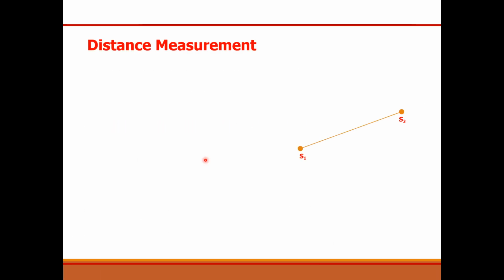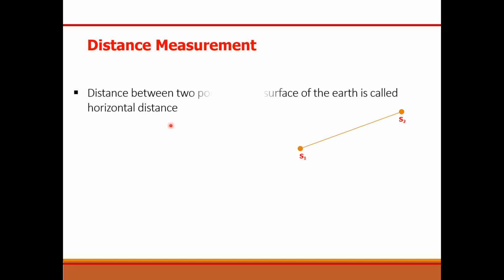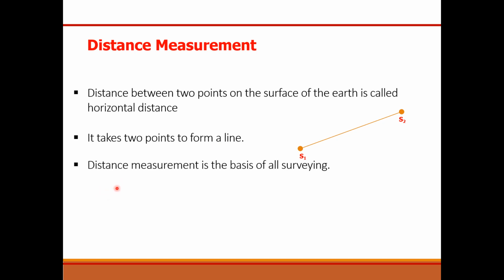First of all, we should know what distance is. Distance between 2 points on the surface of the earth is actually the horizontal distance. It takes 2 points to form a line. We all know distance measurement is the basis of all surveying.